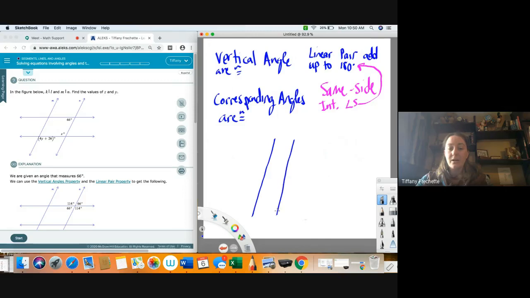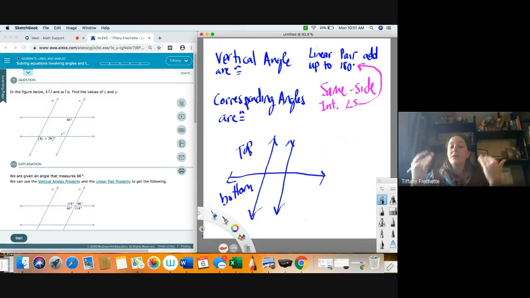So if I redraw and now my parallel lines are going up and down and I have this one transversal going like this. So here are my parallel lines going up and down. So same side refers to the transversal. This transversal, since it's going from left to right, has a top and a bottom, like this. So same side means that the angles have to either both be on the top of that line or they both have to be on the bottom of the line.